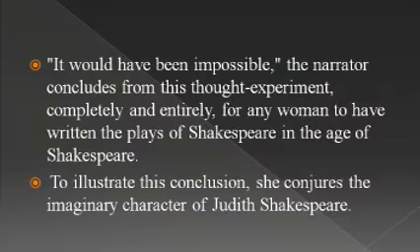To illustrate this conclusion, she conjures the imaginary character of Judith Shakespeare. I already told you, Woolf starts to think about Bishop's quote. Is it possible? A woman can write like the great Shakespeare. Maybe it is impossible. She starts to think a woman in the age of Shakespeare can write the plays like him. Is it possible? At that moment, she conjures the imaginary character of Judith Shakespeare. What does conjures mean? Make something appear, magic.